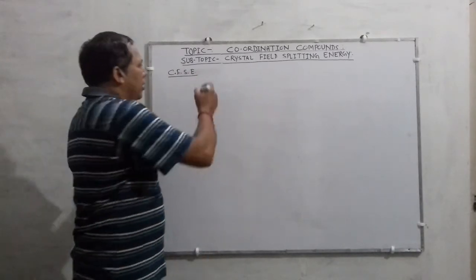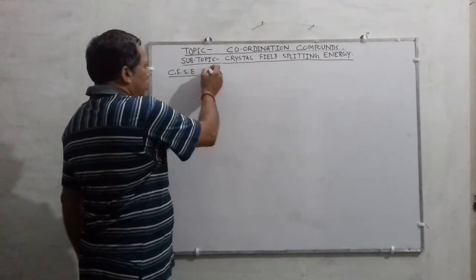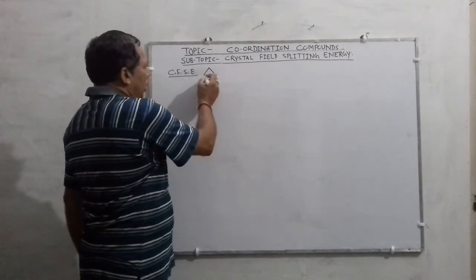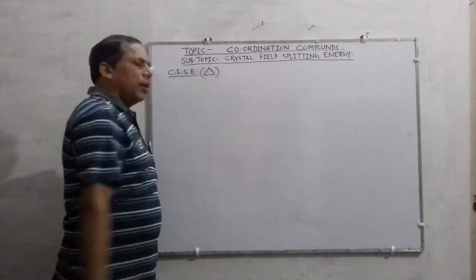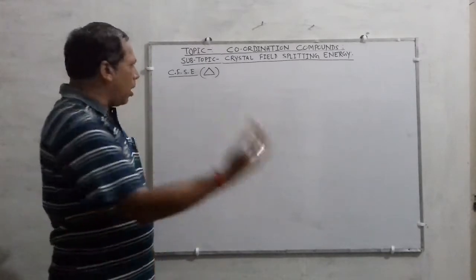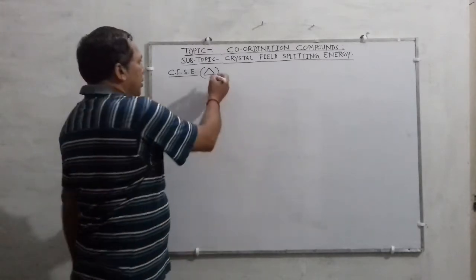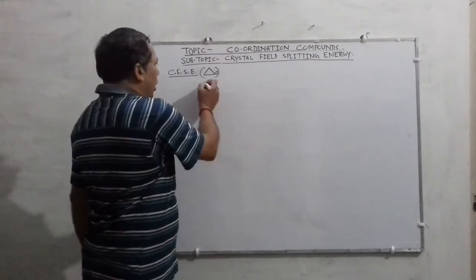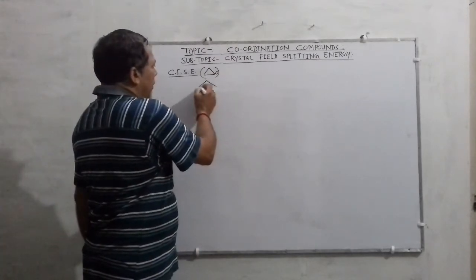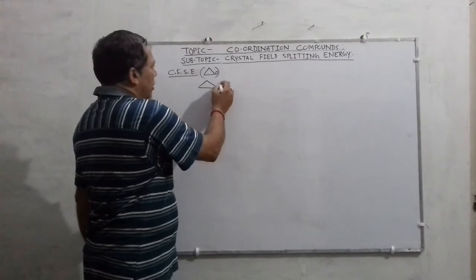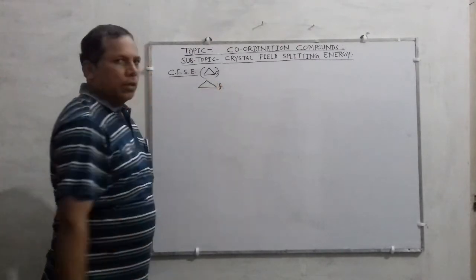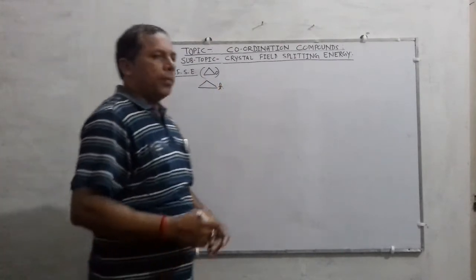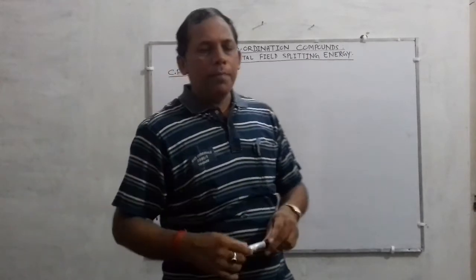Crystal field splitting energy, as we have mentioned earlier, is denoted by delta. In the case of an octahedral field, it is denoted as delta zero, while in the case of a tetrahedral crystal field, it is denoted as delta T. Now come to the definition of CFSE.